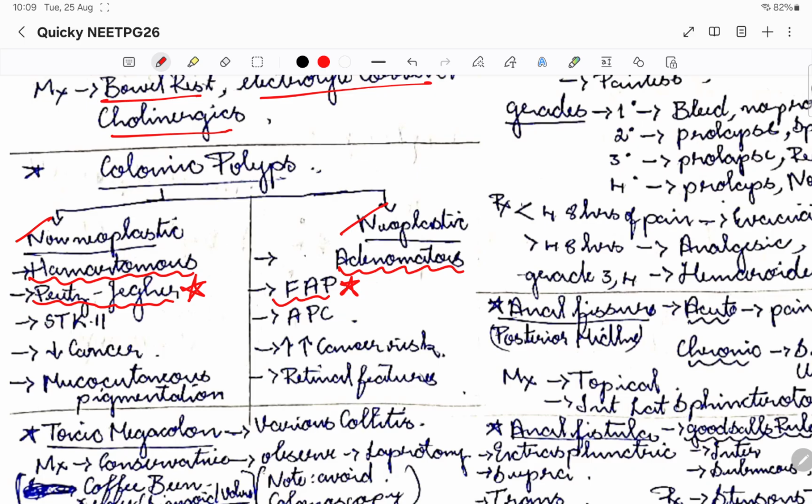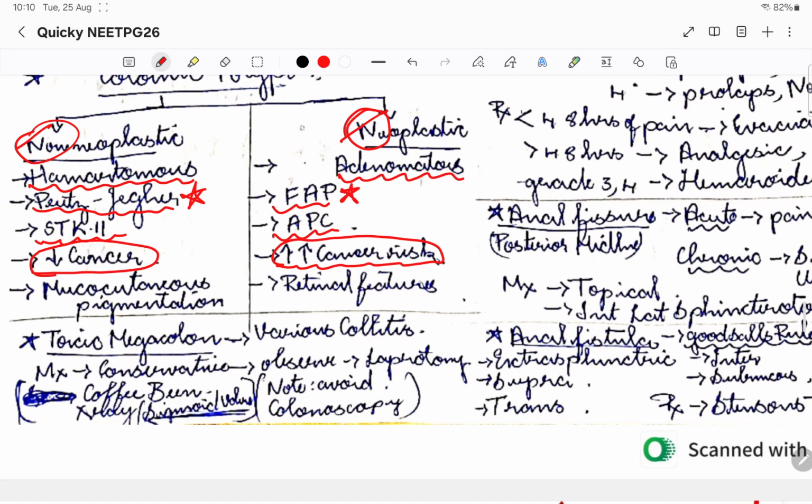Okay, then the genes involved are STK11 and APC gene, whereas here there is a reduced risk of cancer. There is a very high risk of cancer with respect to FAP, that is why the name neoplastic, right? Here it is non-neoplastic, it is a benign thing. So the extra-intestinal symptom is mucocutaneous pigmentation. Okay, so around the lip there will be bluish discoloration. You would have seen some questions, right?